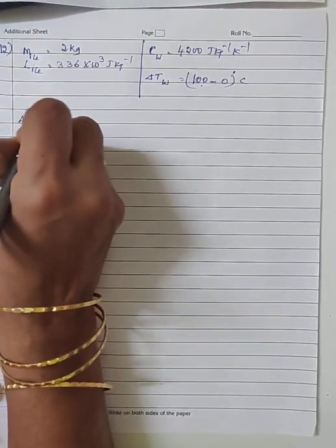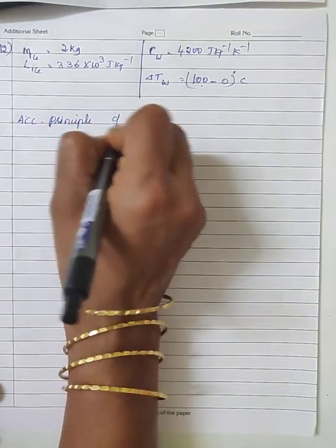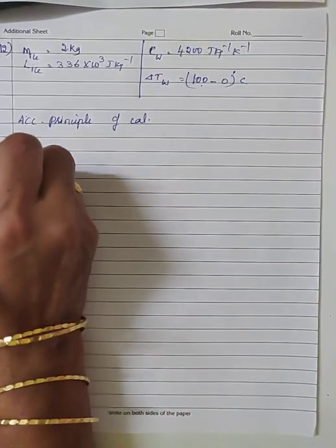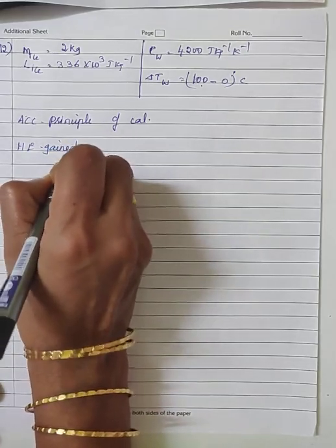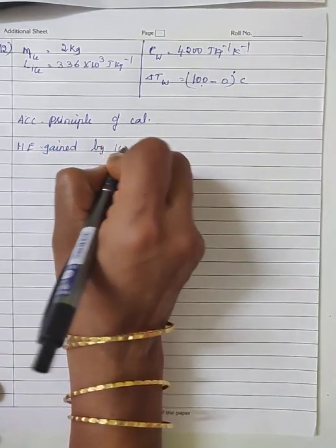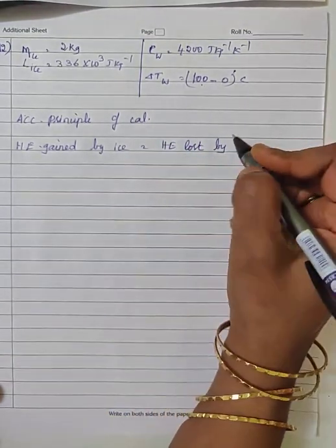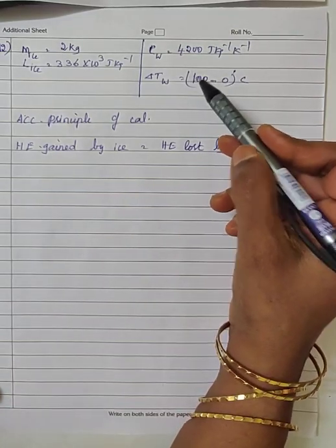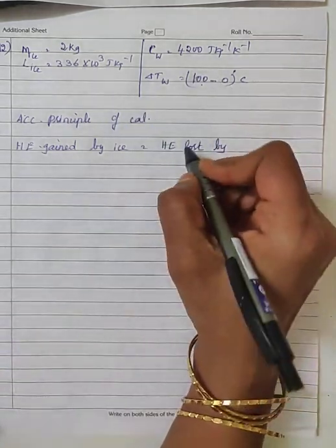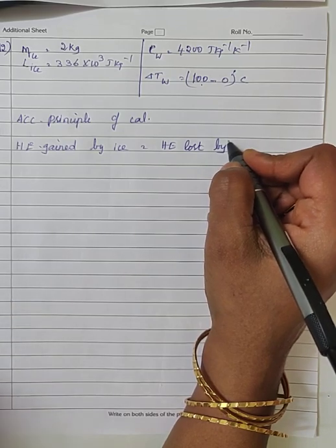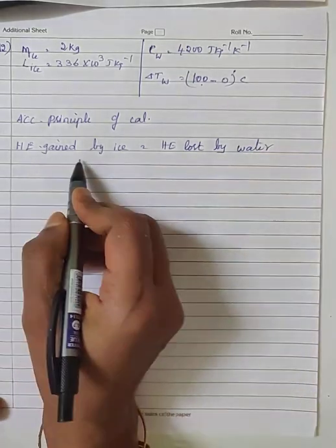Here, according to the principle of calorimetry, heat energy gained by ice, the cold body, is equal to heat energy lost by water, because the water which is at a temperature of 100 degrees Celsius is hot water. It is poured on ice. When the hot water is poured on ice, the water will lose heat energy. So heat energy lost by water is equal to heat energy gained by ice.